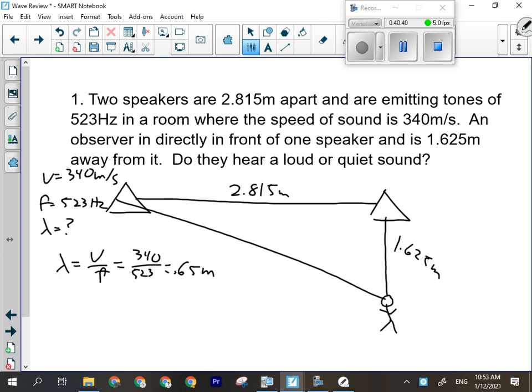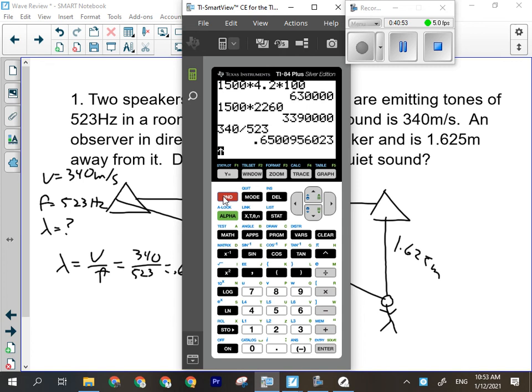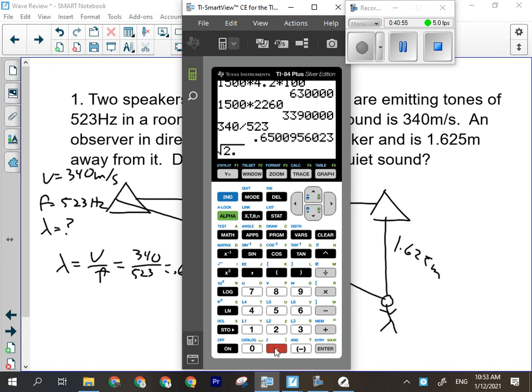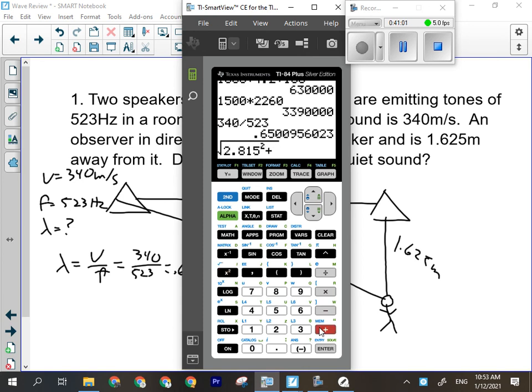Now that I've got that, I need to calculate how many wavelengths there are from each speaker. First thing I need to do is figure out how far it is from the second speaker to the observer using Pythagorean theorem. So we'll have square root of 2.815 squared plus 1.625 squared. That gives us 3.25 meters.